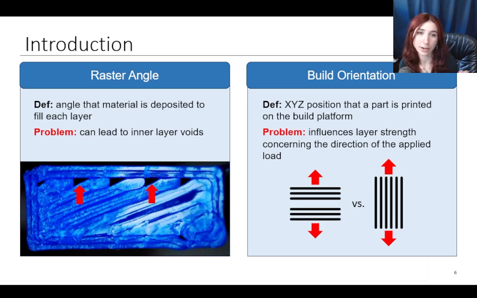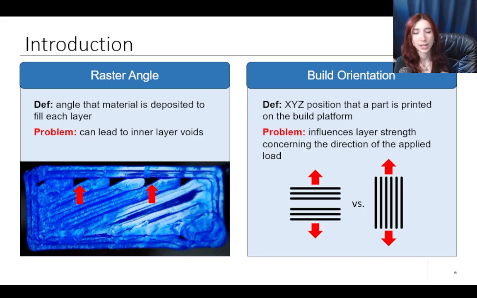I mentioned raster angle and build orientation, and these are the two key process parameters we're examining further in the research today. Raster angle is essentially the angle that the material is deposited to fill each layer, and the problem with a raster angle that is unoptimized is that it can lead to inner layer voids, as shown in this picture captured with a microscope camera.